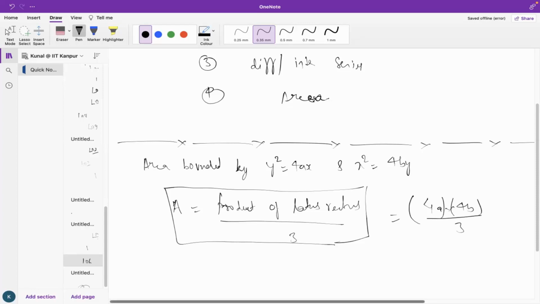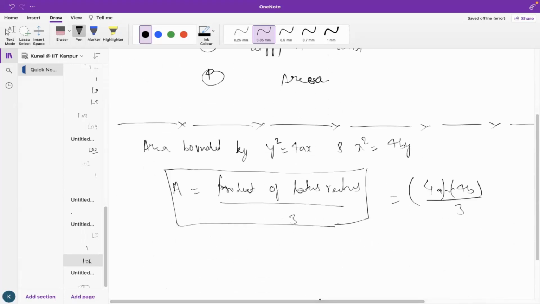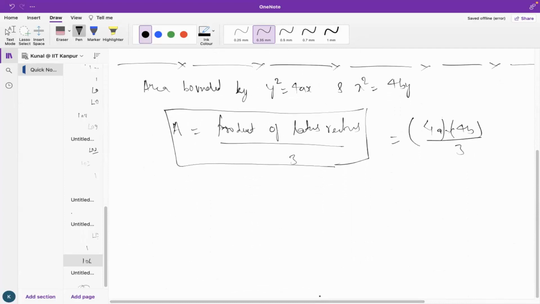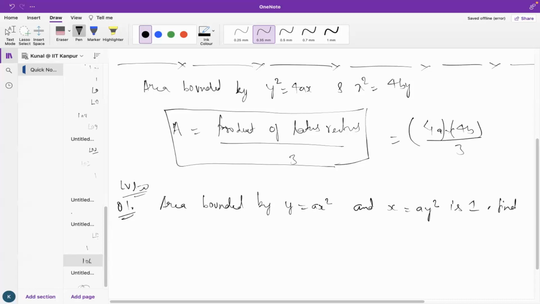पहले इस पे हम एक प्रॉब्लम देख रहे होते हैं and then we are moving to some more properties, right? So our problem is something like, first one is an easy problem. So let me take it here for the level 0. So problem is, find the area. No, you have area actually given. So let me write it. Area bounded by y is equal to ax square and x is equal to ay square is 1. You have to find the value of a.